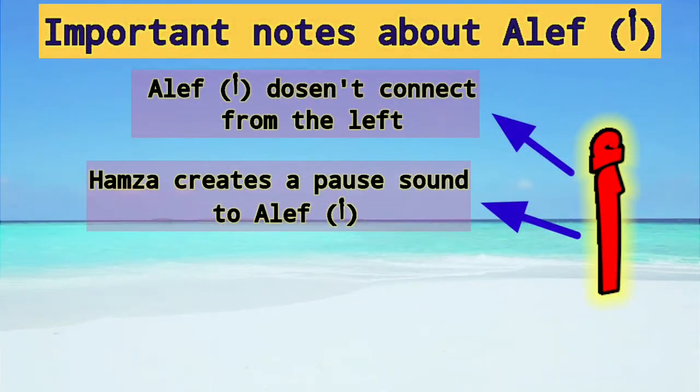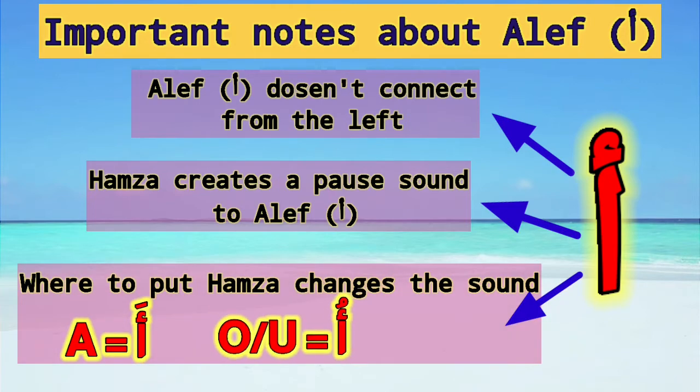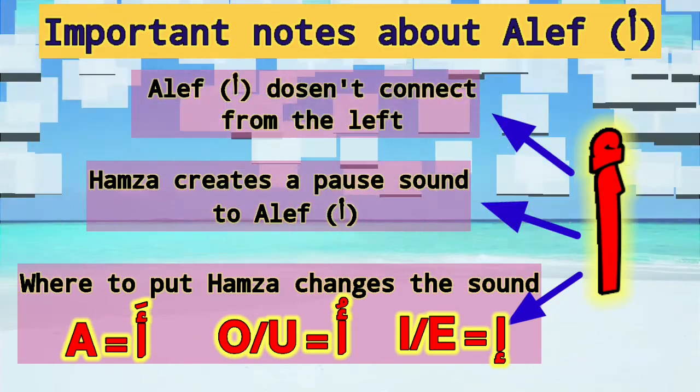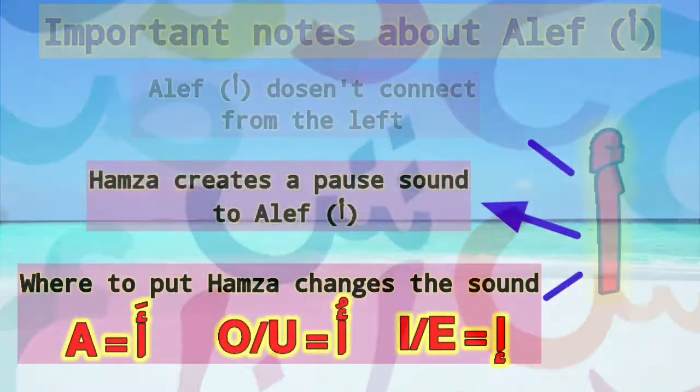Good. So now we know two important notes about alif: that we never connect alif from the left, and also the second note, that whenever we put hamza, it will add kind of a pause or cutting sound. And the third note I want to tell you about alif is regarding hamza as well, because whenever I put hamza on the top or the bottom of alif, it will change the pronunciation. So what does it mean? Let's discuss it in detail.